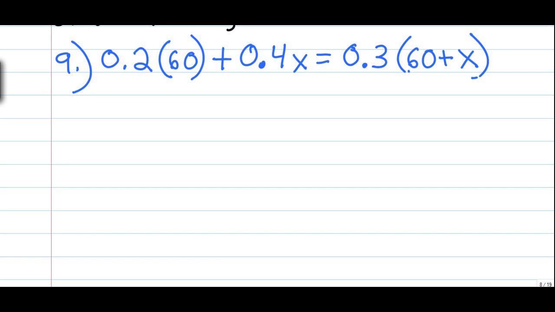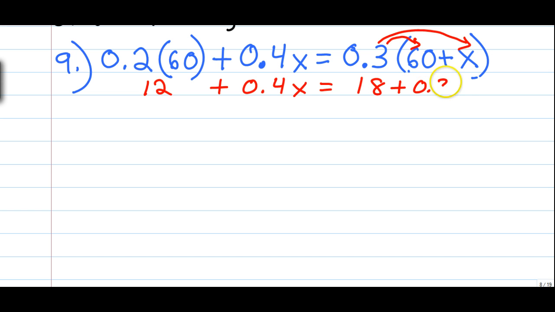Let's start on question number 9 by distributing to clear the parentheses. We'll distribute the 0.2 to the 60. 0.2 times 60 results in 12. Go ahead and carry down the 0.4x as we've not yet used it. Now we want to distribute this 0.3 through the parentheses. 0.3 times 60 results in 18. 0.3 times x results in a plus 0.3x.